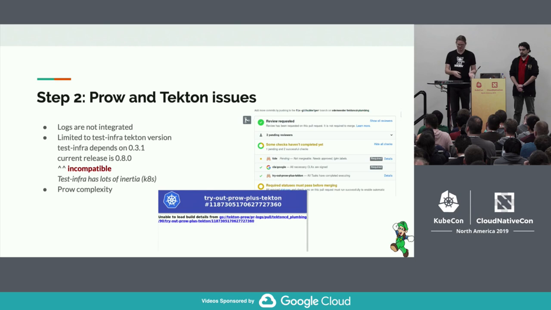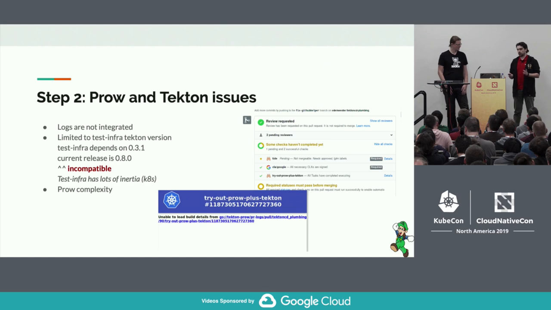Just to add, the incompatibility is fixed temporarily. Prow, since one week ago, now depends on 0.8.0. But once we reach 0.9.0, it will take time for Prow to update. So we will always run different versions. We wanted Tekton to use only Tekton. That way we can even run nightly if we want.